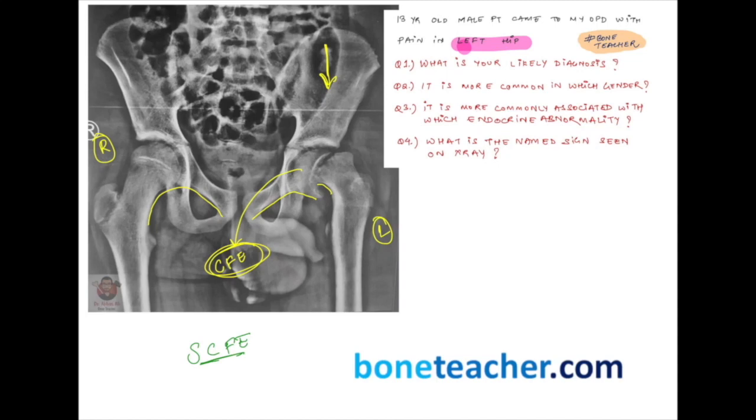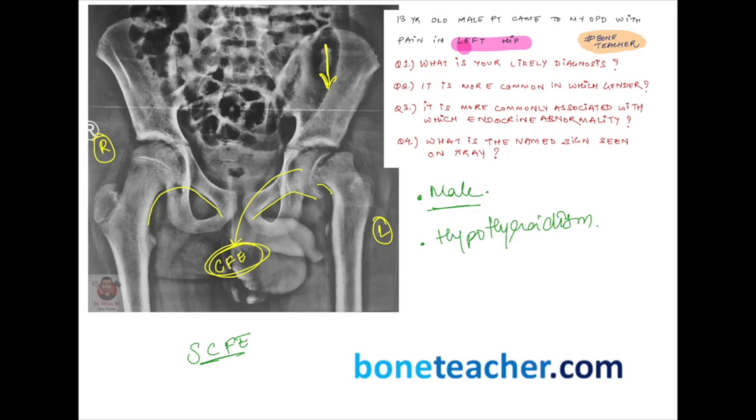The next question is, it is more common in which gender? This is an epidemiological question. The most commonly involved gender is male. This occurs more commonly in males than females. The third question is, it is more commonly associated with which endocrine abnormality? It is most commonly associated with hypothyroidism.